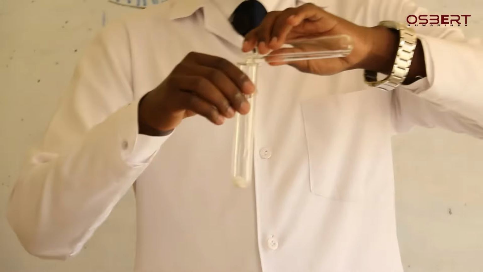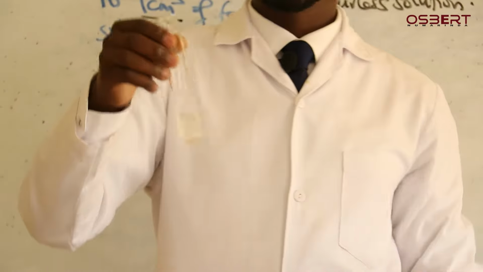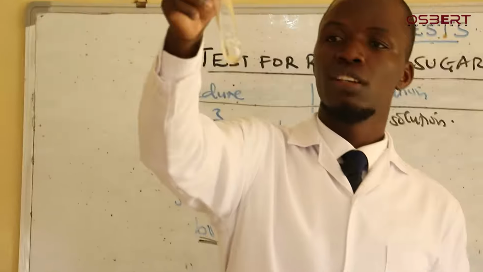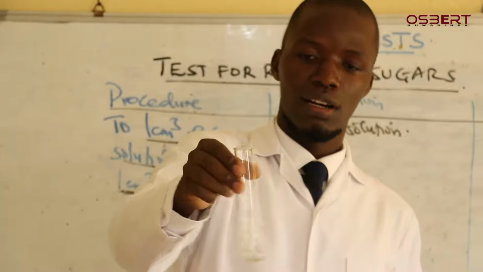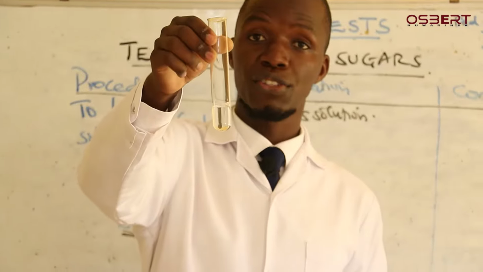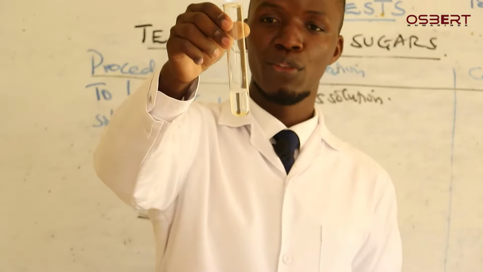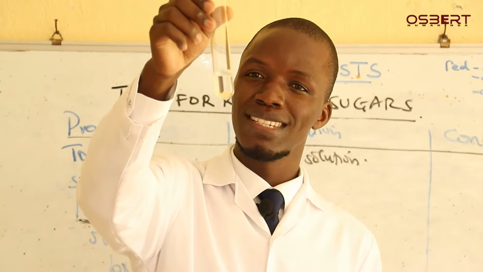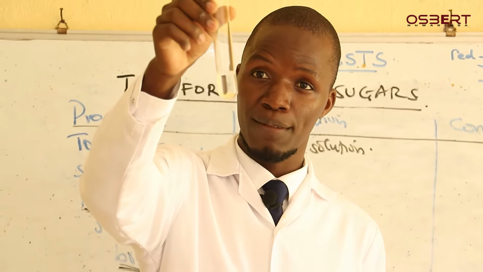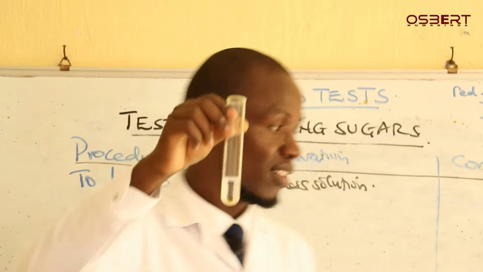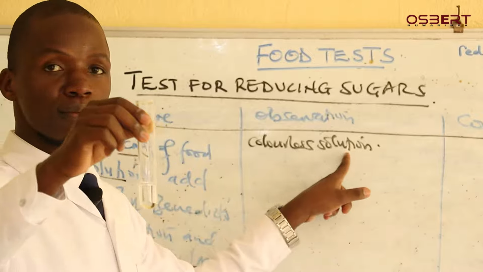Remember, we said all reducing sugars are soluble. So you see, when I dissolve it, I hope you see that it has dissolved. Remember we said reducing sugars are soluble. So I'm going to pick a smaller sample of this solution here. It means now there is glucose here in a glucose solution. So this solution is colorless.